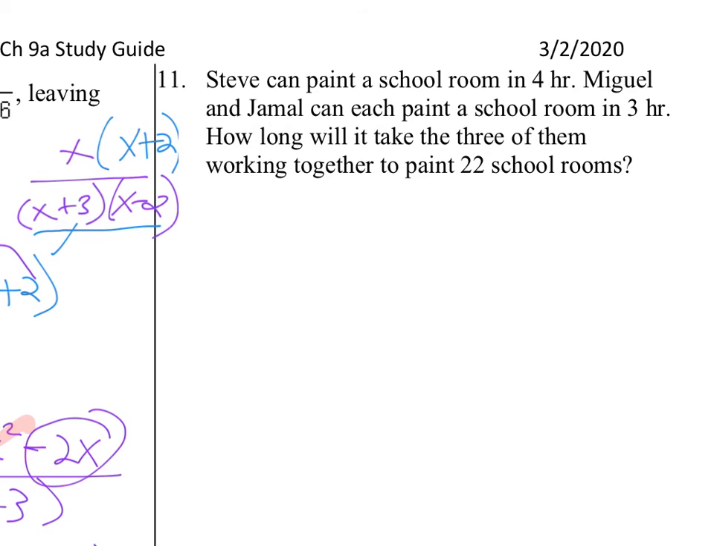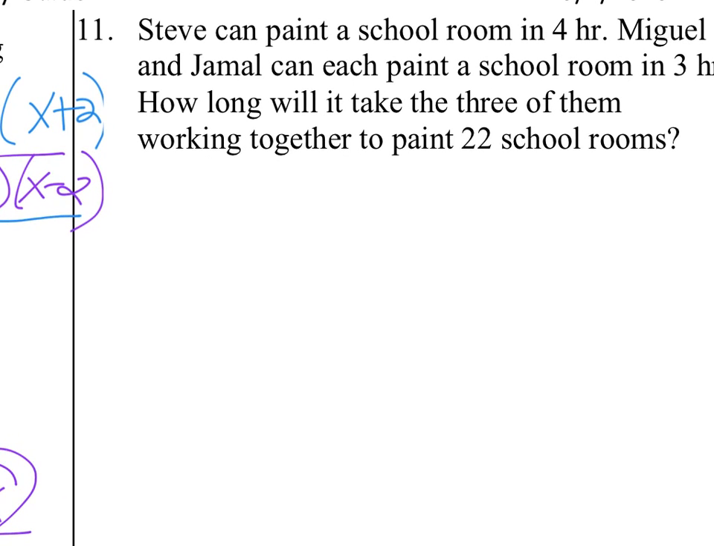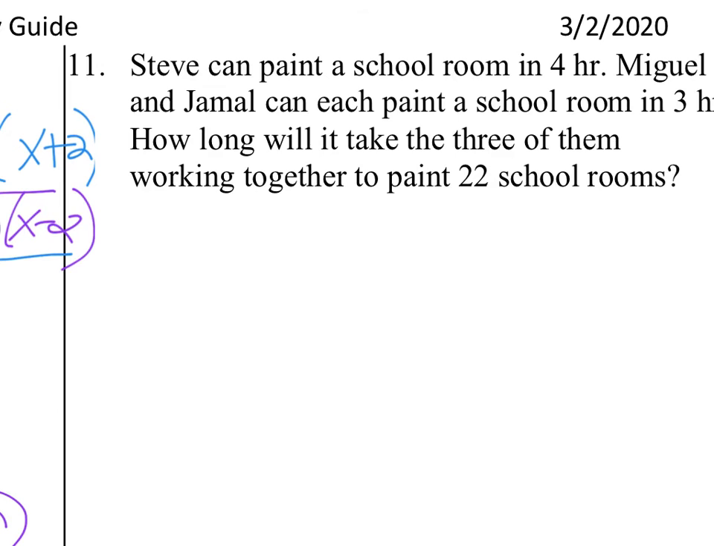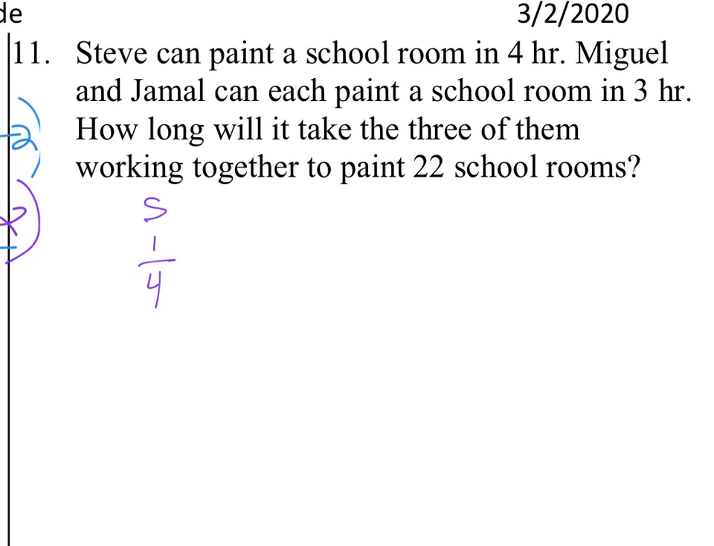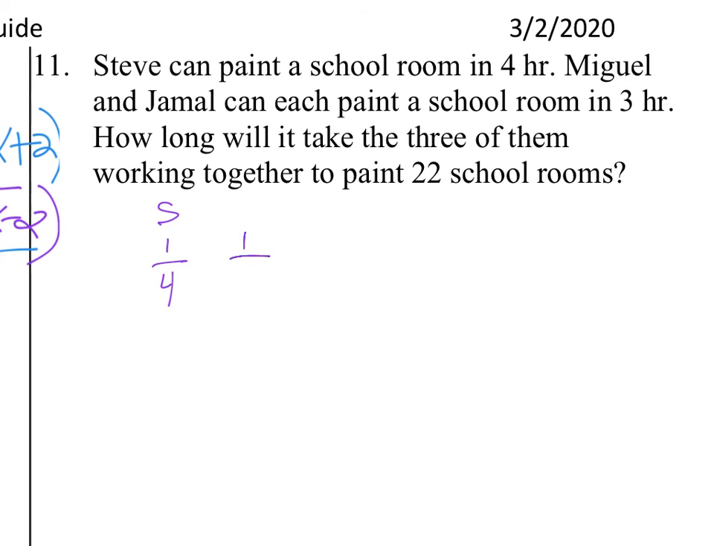All right, Steve can paint a schoolroom in 4 hours. His rate is 1/4 of the job per hour. Miguel and Jamal can each paint the schoolroom in 3 hours, so their rates are 1/3 and 1/3. How long will it take all 3 of them working together to paint 22 schoolrooms?